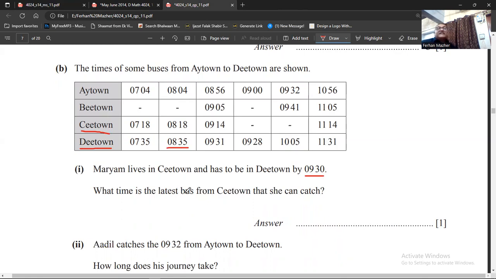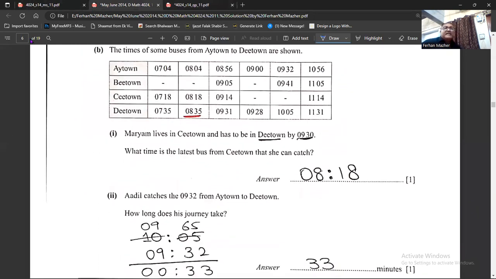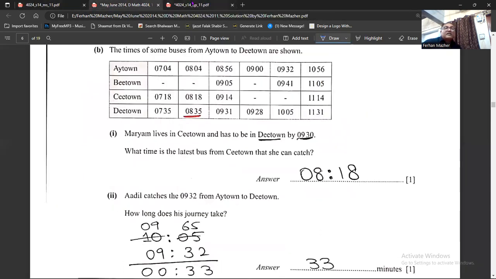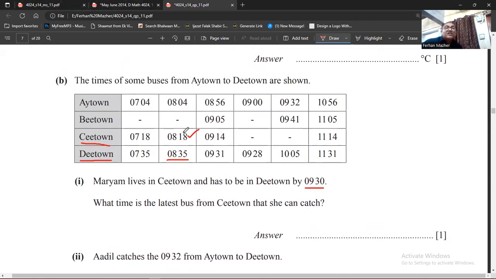So what time is the latest bus from C town? If she takes this bus, she will be late in D town. So what is the answer? 8:18. 8:18 is the right answer, sir. Hopefully you understand. Then he says, Adil catches the 9:32 from A town to D town. How long does his journey take? So he leaves A at 9:32, and he reaches D town at 10:05.